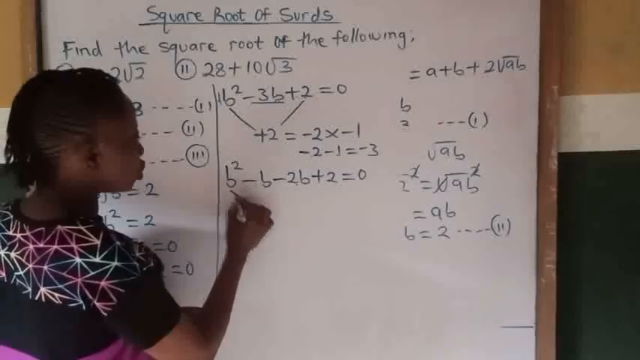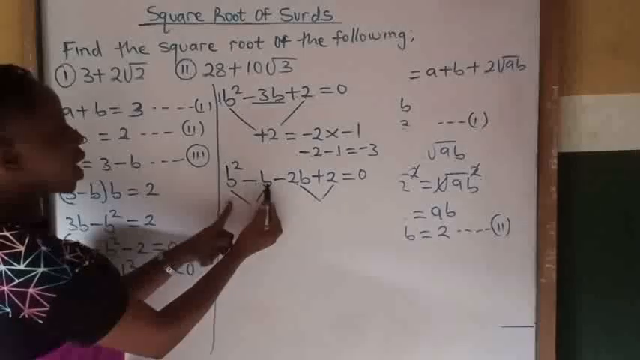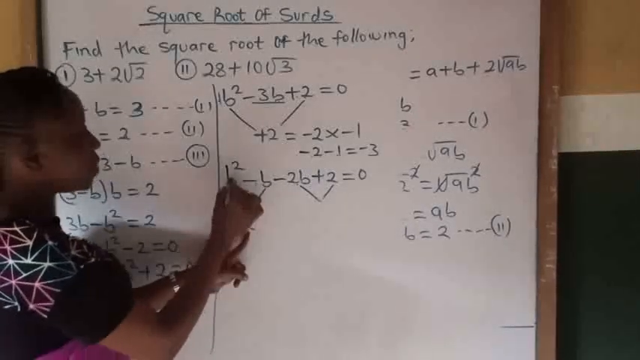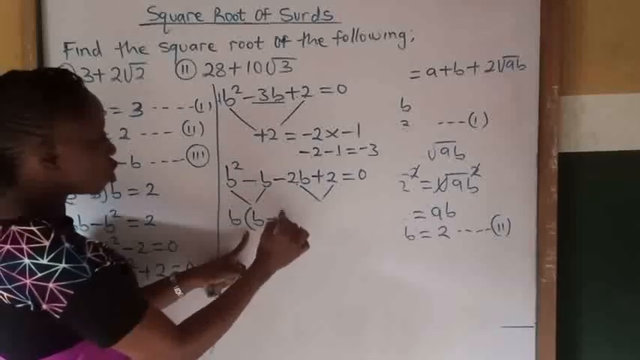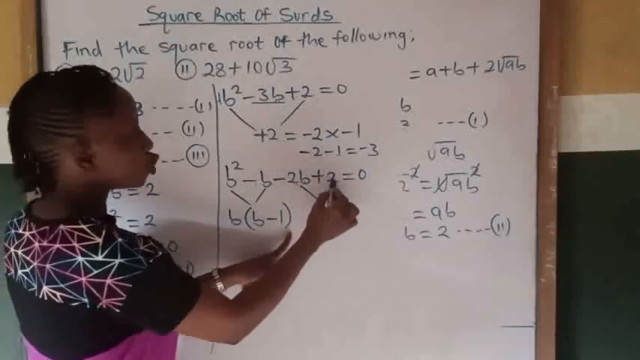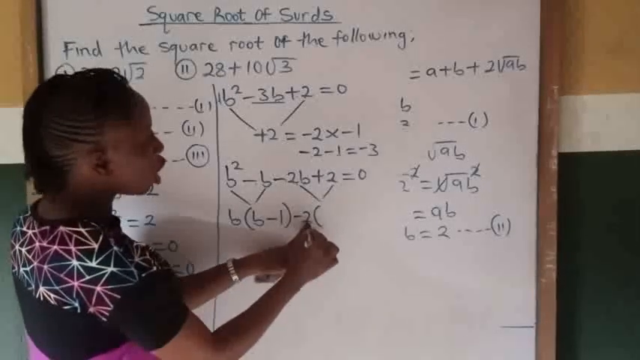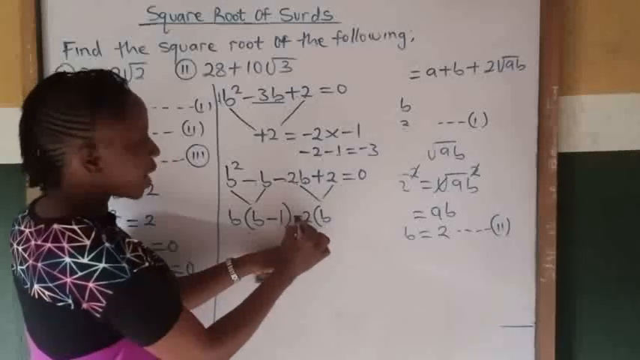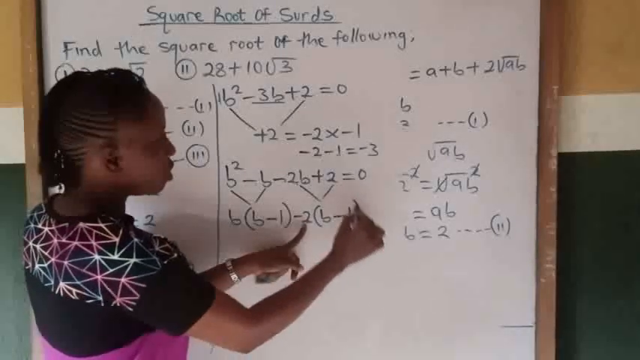So we group them 2: this one and this one together, this one and this one together. So what is common to B squared and B is B. So bring B out of the bracket. B divided by B squared will remain B. Then B divided by B will give us 1. Close the bracket. So what is common to minus 2B and plus 2? Minus 2 is common to them. So minus 2 divided by minus 2B will give us B. Minus divided by plus will give us minus. 2 divided by 2 will give us 1.